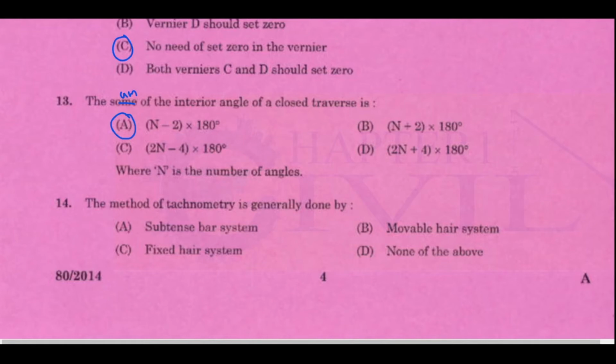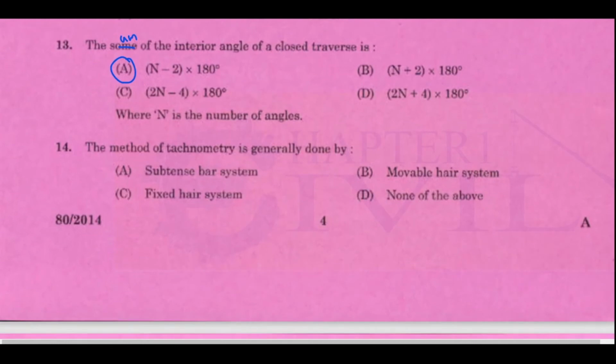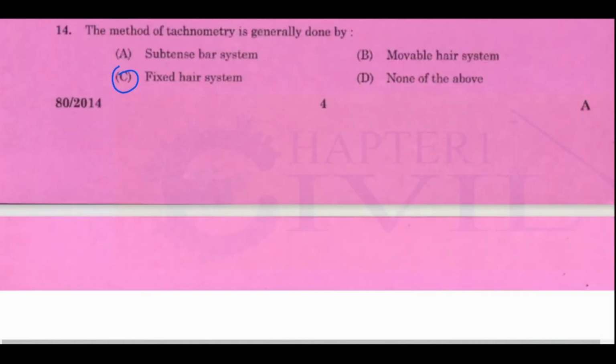Question number 14. The method of tachyometry is generally done by substance bar system, movable hair system, fixed hair system, none of the above. It is fixed hair system. Tachyometry is generally done by fixed hair system.